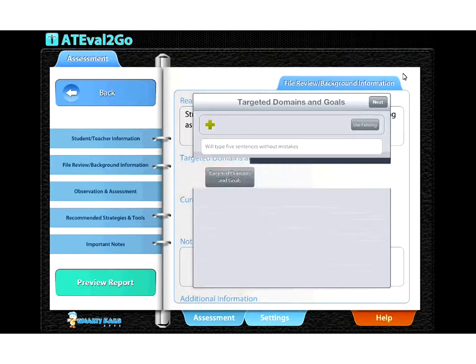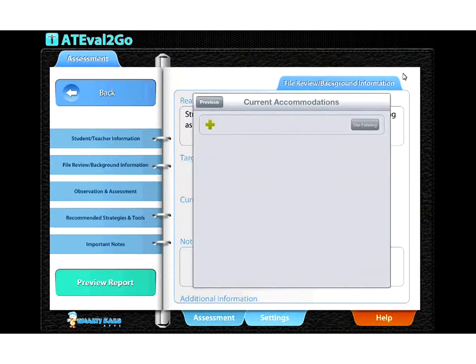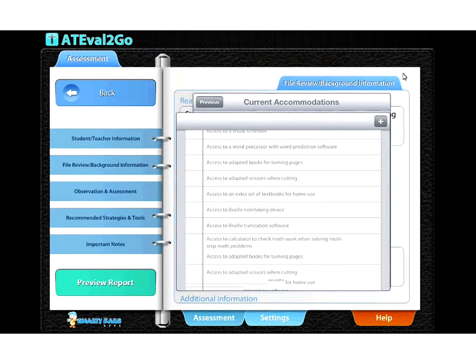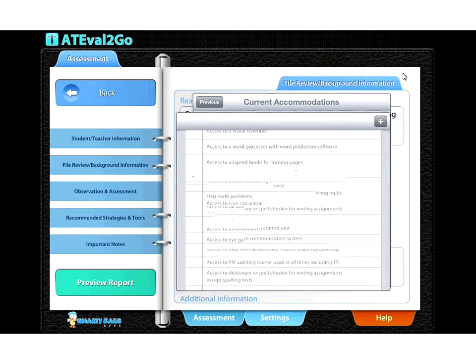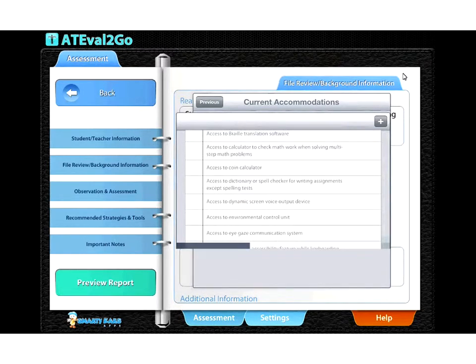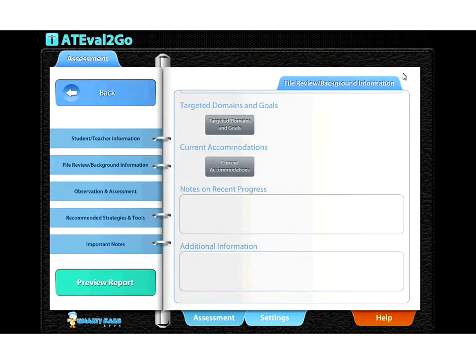We can keep going through those by hitting next, but I'm just going to bounce out here to show you what we've got here. So current accommodations, if we tap on that, we can again use existing. So if we hit use existing here, it's going to give us all kinds of different accommodations. So if I were to say this student had access maybe to an extra set of textbooks at home, we'll just go with that for now as our accommodation they currently use. You can tap that, and you can see that's now part of our targeted domains and goals. So then notes on recent progress that we can add, or additional information if we want. So that's kind of our background area.